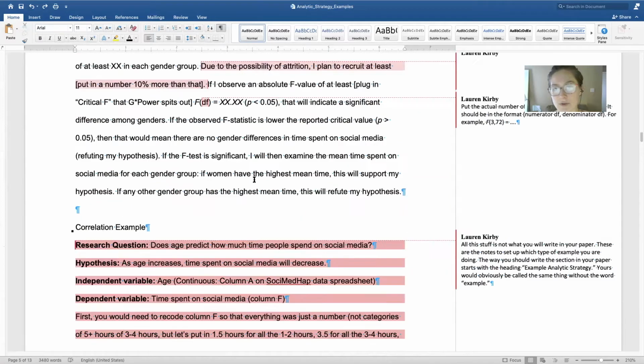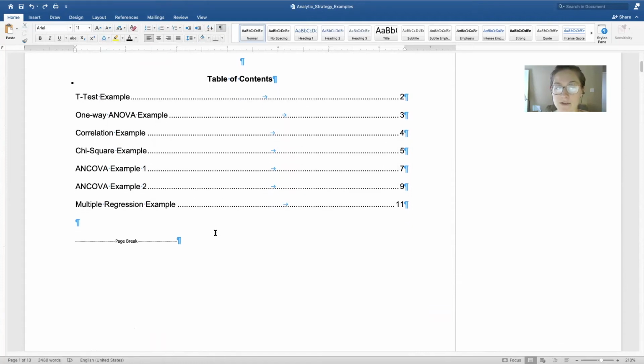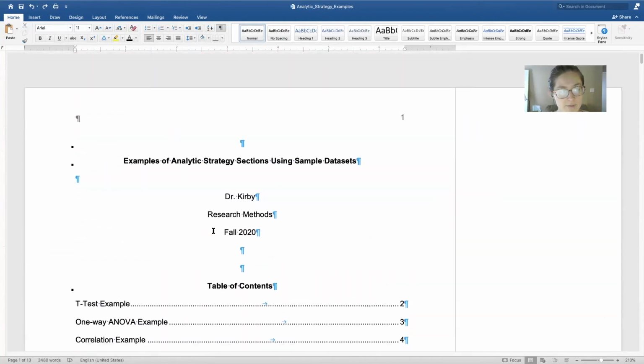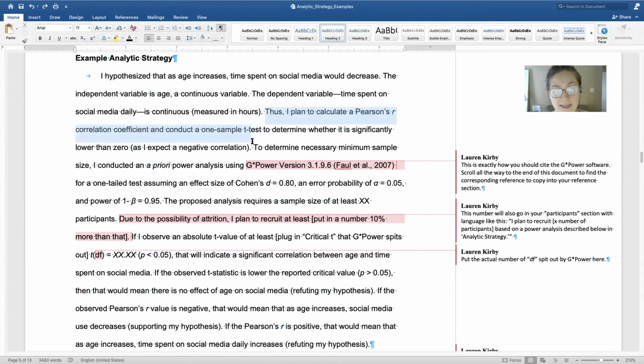So just to give you a quick heads up, these tests of the ANCOVA or the multiple regression are only if you have a covariate, which not everybody will do. That's totally optional. So let's go back to our correlation example. You're going to say what test you're going to do, and I've given you specific language you could use to do that.